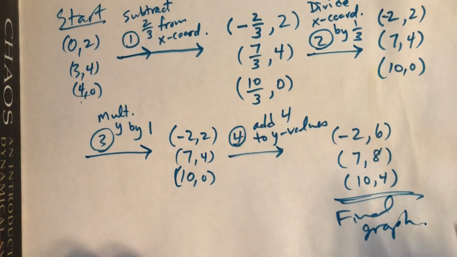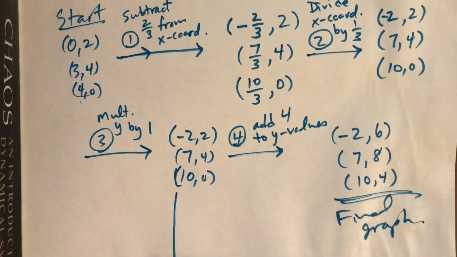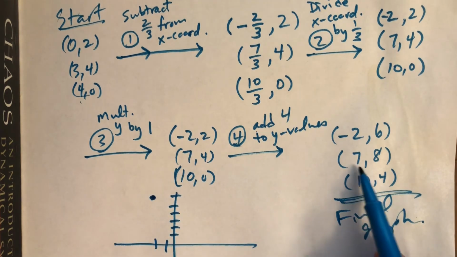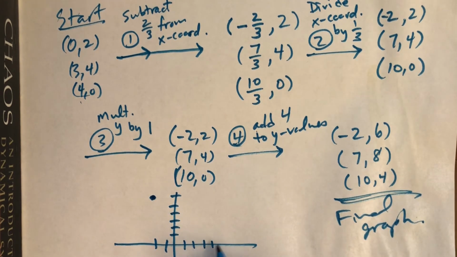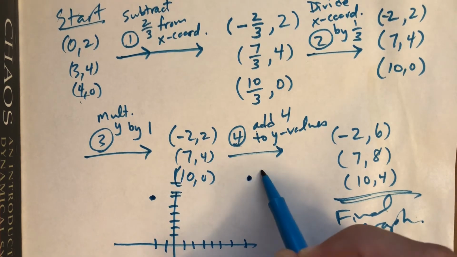All right, so these points are on our final graph, and we can draw that real quick, maybe right here. So -2, 6. 1, 2, 3, 4, 5, 6. There it is. 7, 8. 1, 2, 3, 4, 5, 6, 7. 6, 7, 8. We're up here.